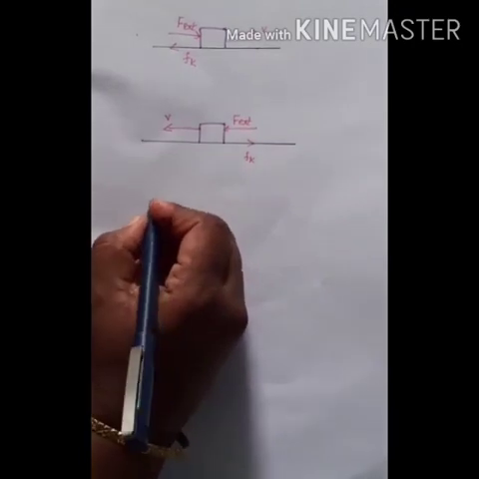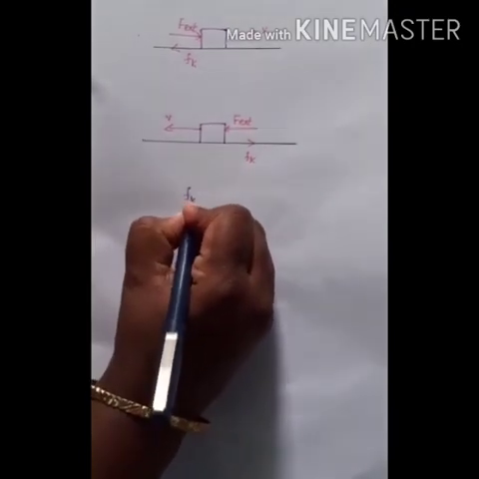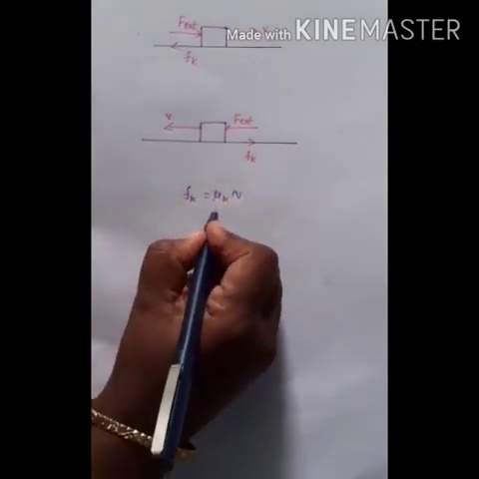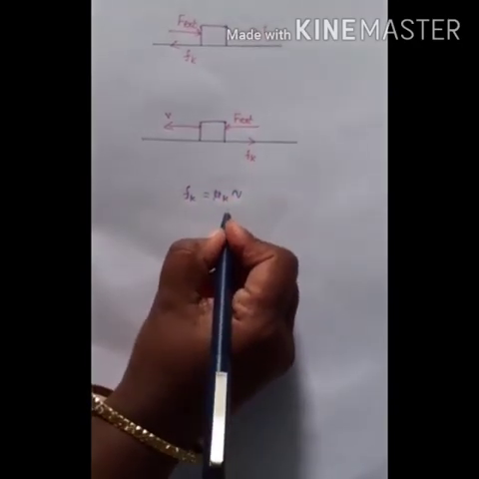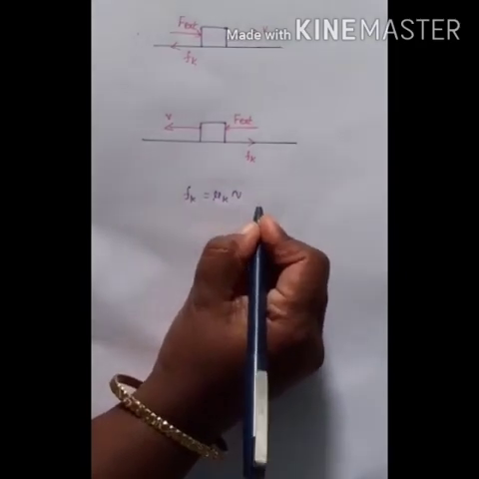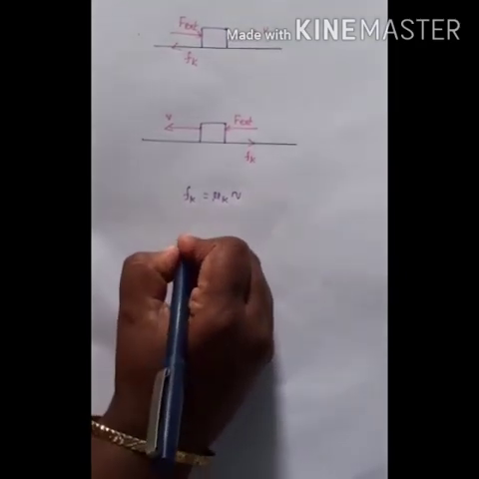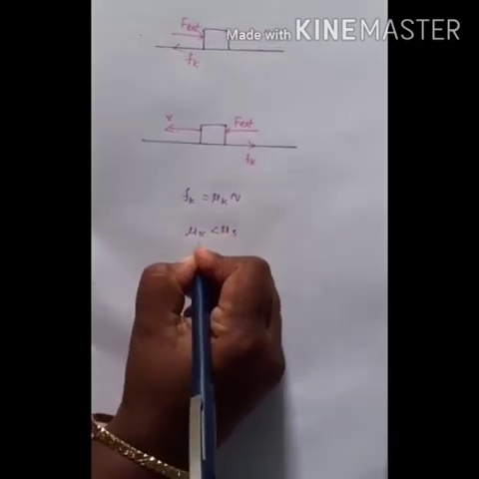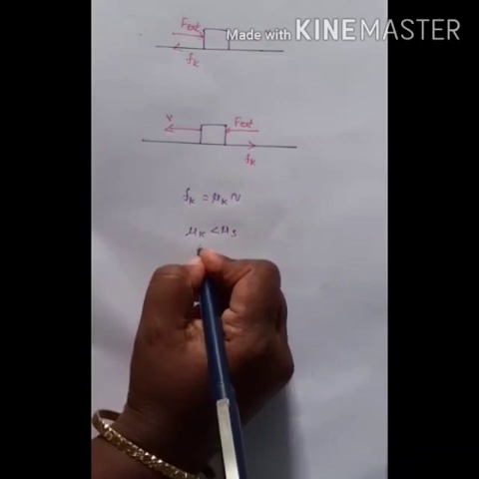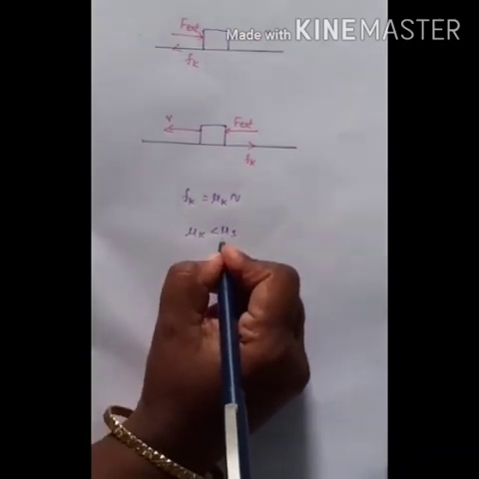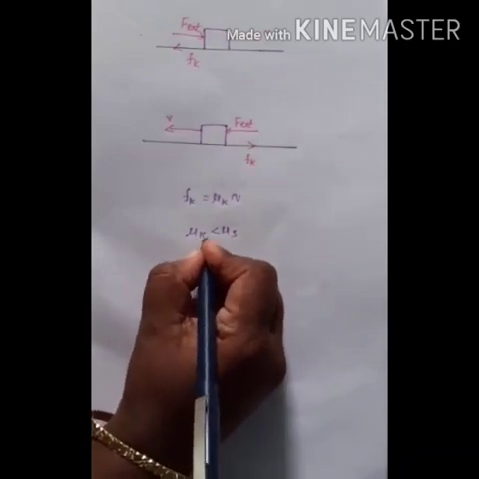Experimentally, it was found that the magnitude of kinetic friction, f_k, is equal to mu_k times N. Mu_k is the coefficient of kinetic friction. N is the normal force exerted by the surface on the object. Another condition is mu_k less than mu_s. Mu_k is the coefficient of kinetic friction. Mu_s is the coefficient of static friction. Mu_k is less than mu_s.